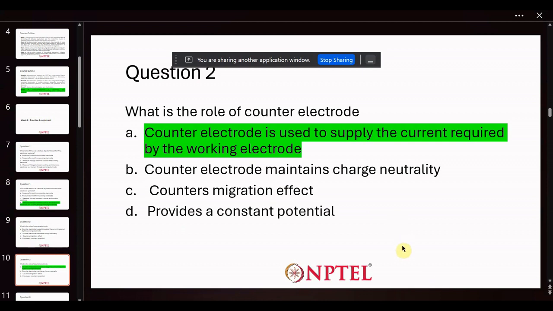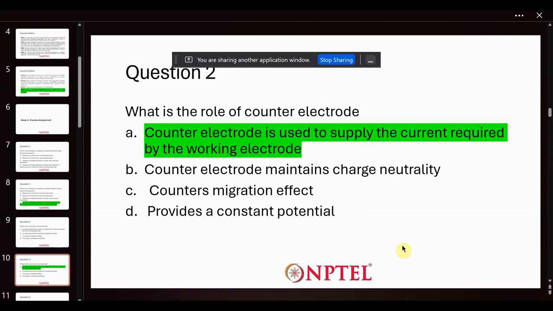Yeah, the answer is A. So basically, you have a working electrode at which the biorecognition happens, and then you measure the voltage with respect to the counter electrode. So working electrode and counter electrode is where you measure the voltage with respect to.